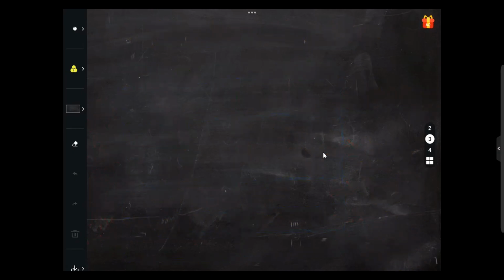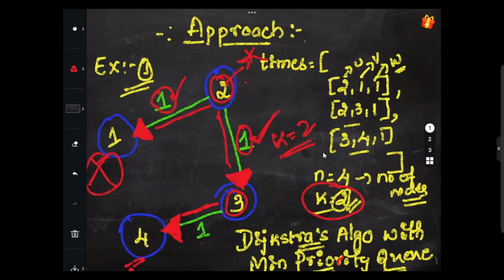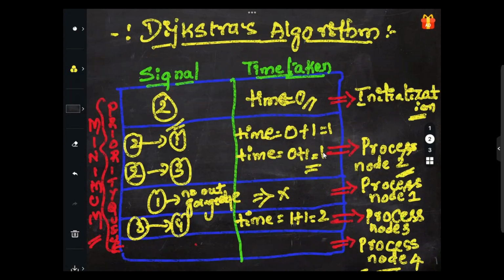Finally, we have to process node 4 here. Node 4, similar to node 1, doesn't have any outgoing edge at all. You can clearly see in the figure. So we don't have any outgoing edge at all. So I'll write here: 4, no outgoing edge. This is fine. We are ignoring this one, right?